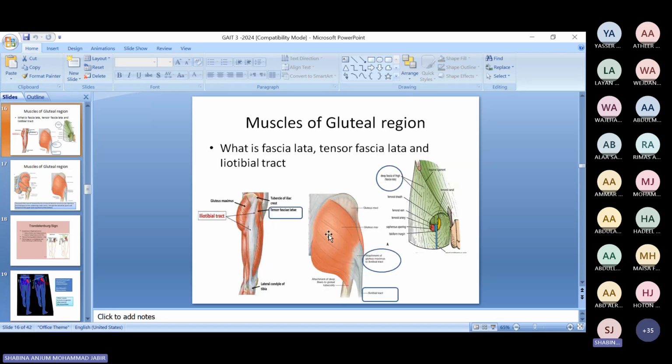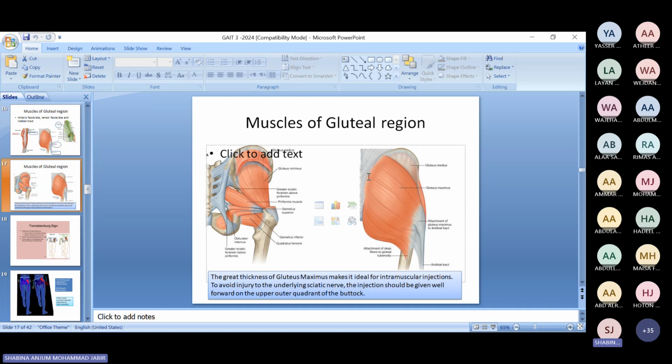Before that, I will show you something. This is the gluteal region. This big muscle is called gluteus maximus. When you remove this gluteus maximus, you can see there is another muscle, gluteus medius, which is also removed here. Then we have the gluteus minimus. Then there is another muscle called piriformis. Below the piriformis, you have the gemellus superior and gemellus inferior. And between them, there is the obturator internus muscle.